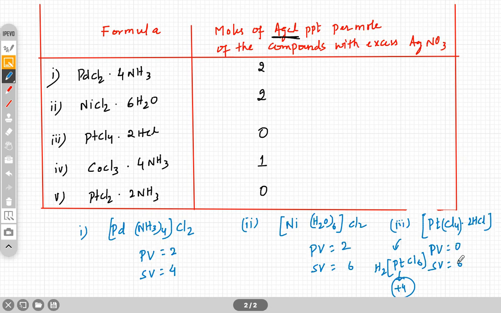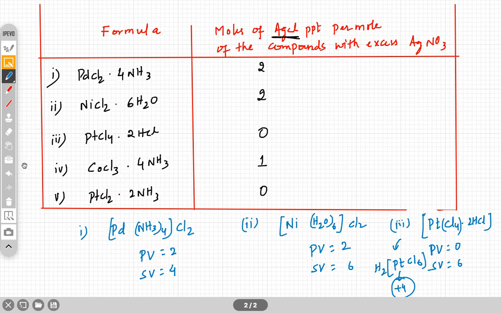Okay. Fourth one, you try the fourth one. What is the primary valency you are getting in the fourth one? Only one atom should be outside, right? So 4 NH3 and 1 Cl should be inside, right? So 5 is the secondary valency, and the primary valency would be? Sir, 3. So 1.